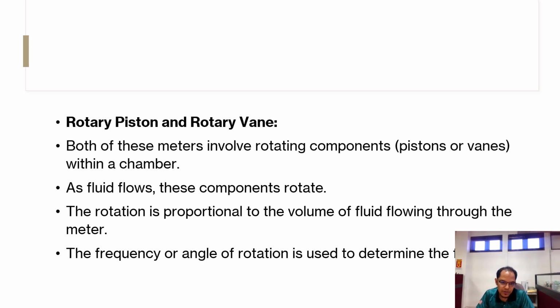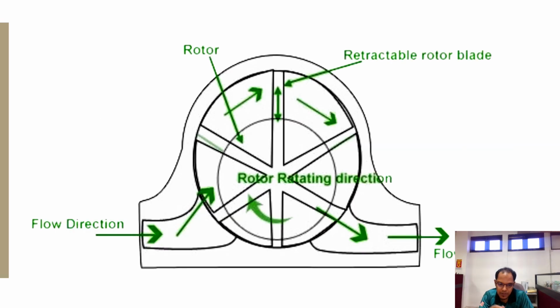As fluid flows, this component rotates. Bila nama rotary piston, jadi piston tu dia berpusing lah. Okay, bila fluid masuk dia akan pusing. Pada time dia pusing, rotation tu proportional dengan volume ataupun fluid yang flow through the meter. Jadi angle tu atau radian tu akan equivalent to the flow rate. Akan satu fluid. Macam ni.